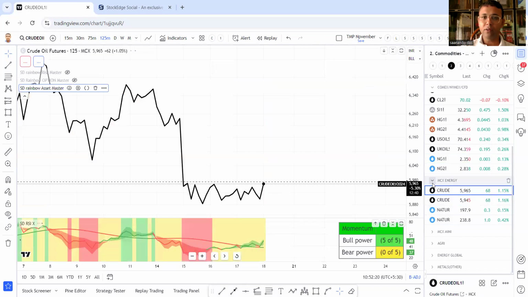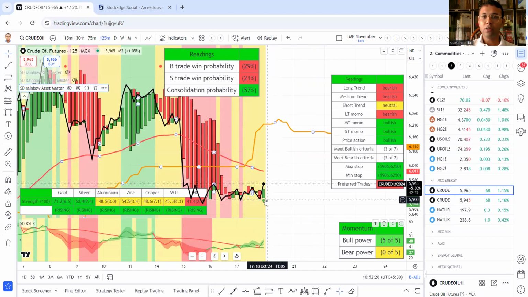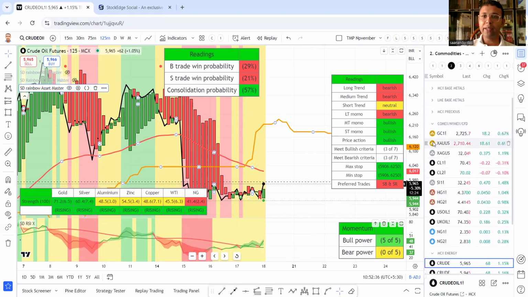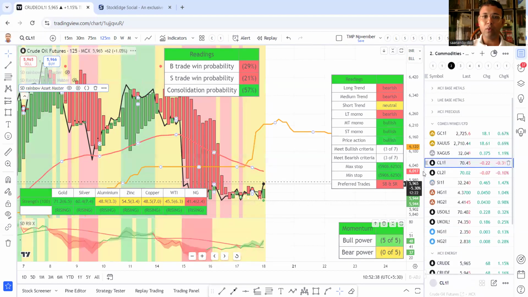So we have done crude oil. I'll review once more. Crude oil, we are looking to build a bullish position. The first signal is coming. Signal will be valid if it stays till the closing time. Also, we have a signal in the international market, CL1.